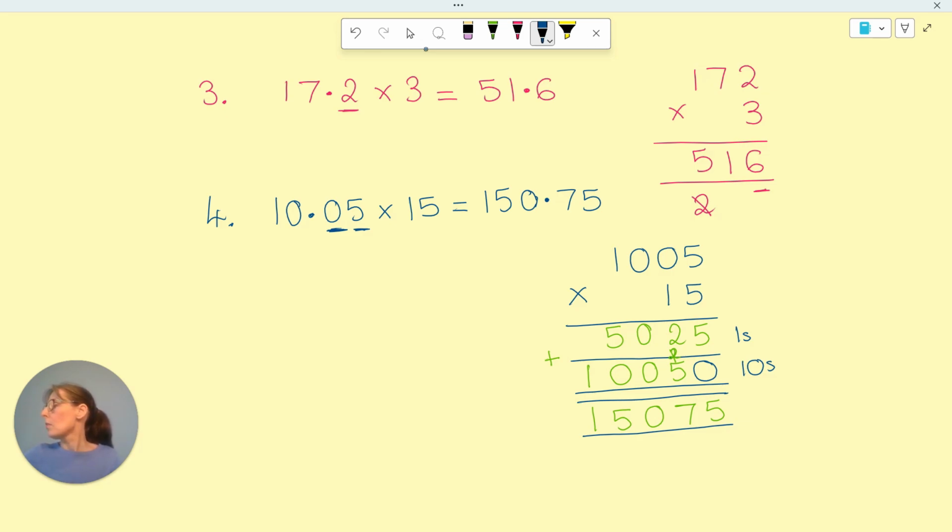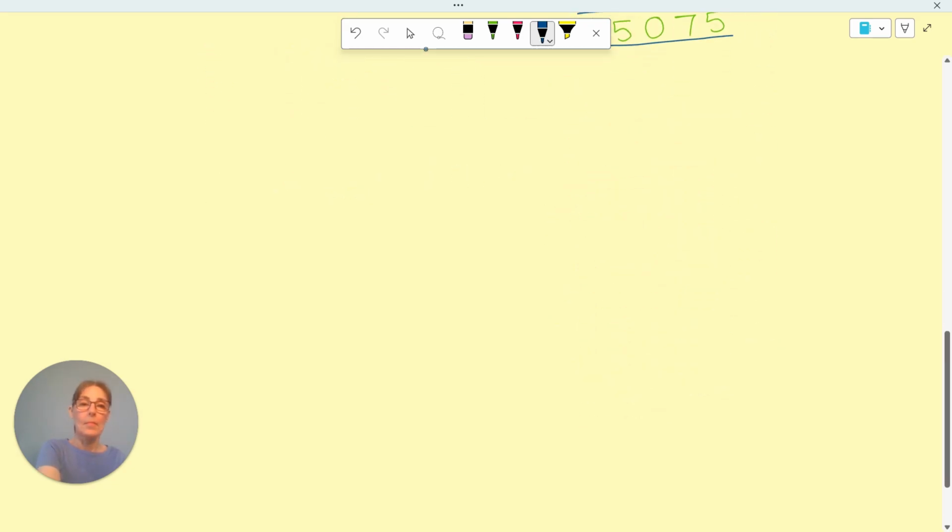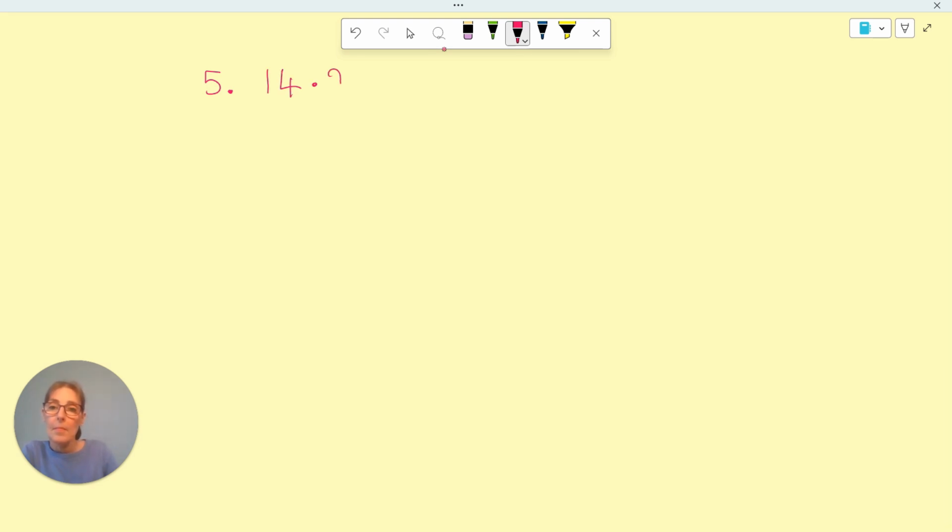So we've got 3 more to do. We are on number 5. All right, 14.2 multiplied by 2.56.